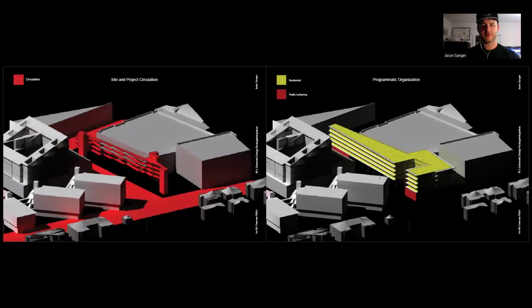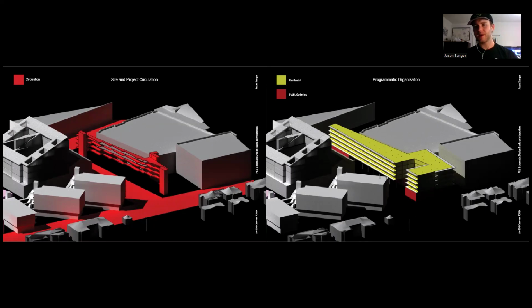Moving forward, on the left, we have the site and project circulation. So everything marked in red is circulation. The red on the ground plane is for car circulation as well as pedestrian. And then the centralized core is vertical and horizontal pedestrian circulation within the building.